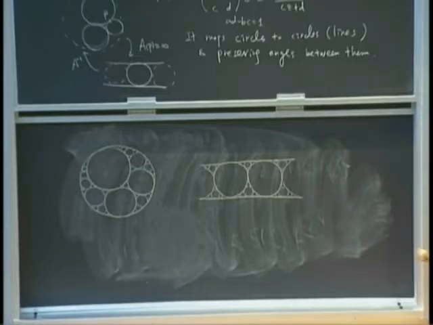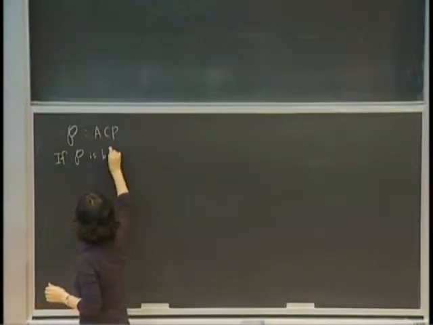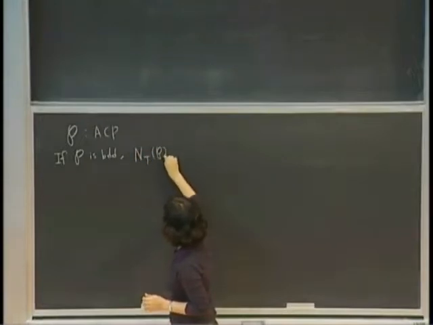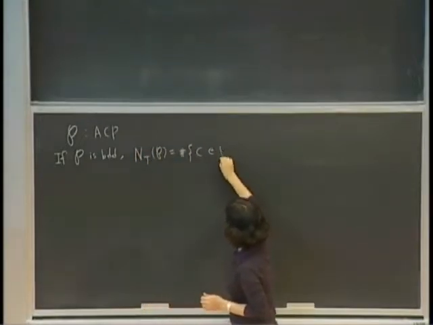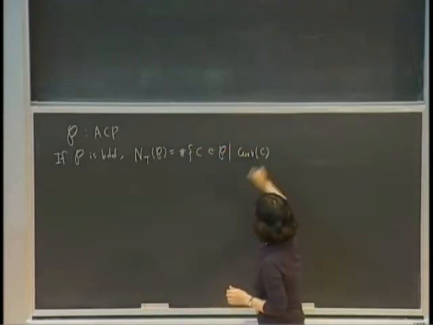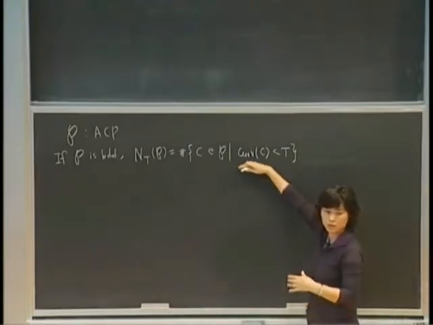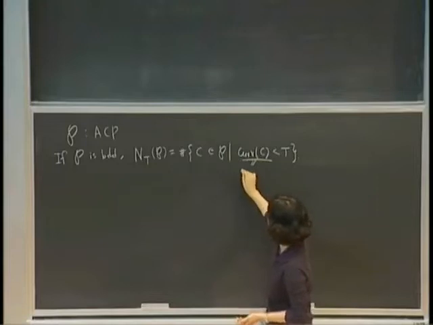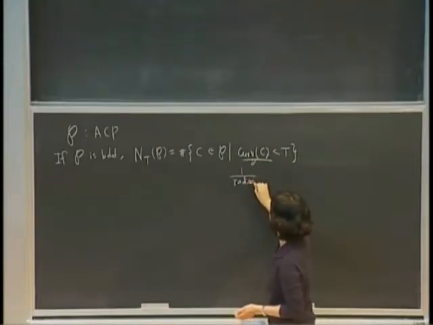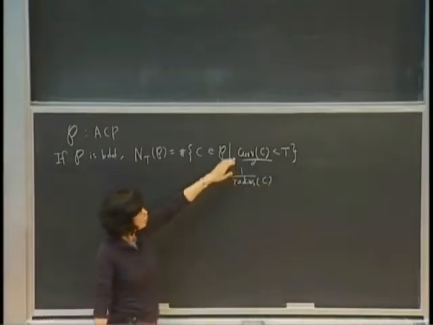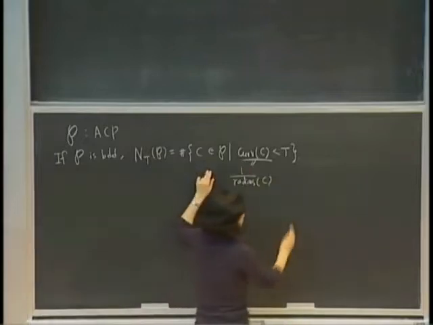So the circle counting problem is this. We now fix an Apollonian circle packing. And when P is bounded, the following counting function is well defined. We define N sub T of P to be the number of circles in P of curvature less than T. So what is curvature? The curvature is 1 over the radius of the circle. Since P is assumed to be bounded, there can be only finitely many circles of curvature less than T, so this will be a finite number for every T.